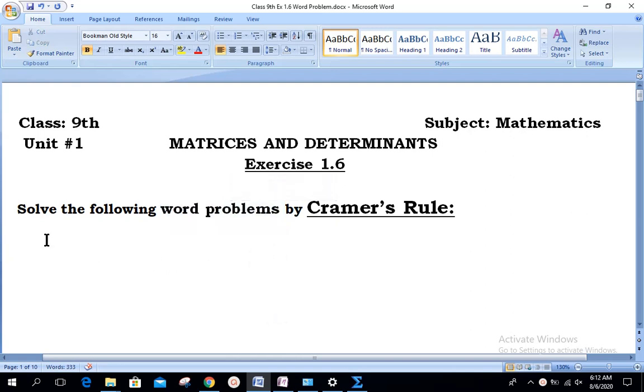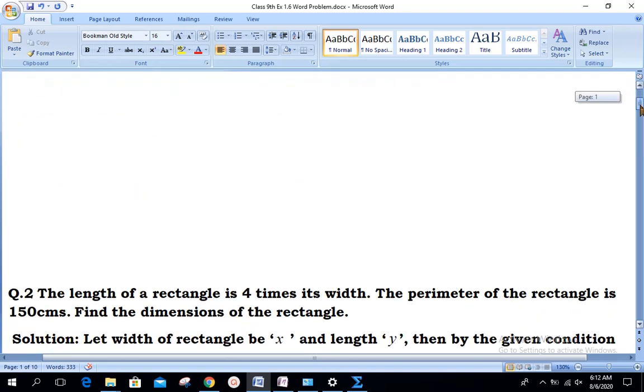So our question is, solve the following word problems by Cramer's rule. Viewers, in separate lessons we discussed what is Cramer's rule, we discussed the matrix inversion method. These are the two methods to solve the given linear equations. One more difference between these questions and question number 1 is, here a statement will be given to you and you will have to form the two equations, while in question number 1 you are already given the equations to solve them. So let's now move forward towards the first word problem, that is question number 2 of the exercise.